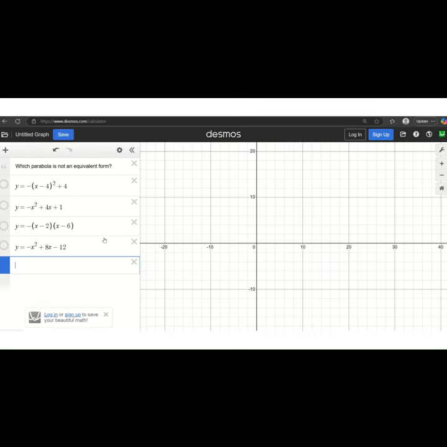So if you had to guess randomly, you need to guess one of the standard forms because it's one of those two. That can save you time. It can make you a better guesser. Definitely want to notice that.